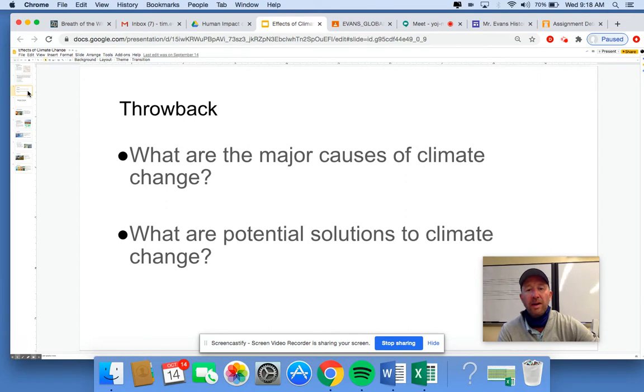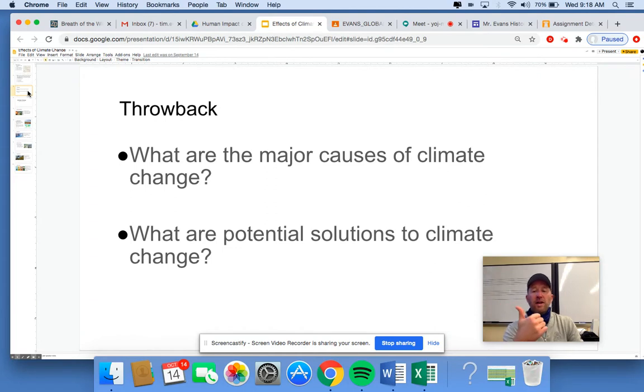Solutions are clear. We need to reduce the amount of fossil fuels we use. We need to reduce the amount of stuff we buy. There are fossil fuels in things that you might not even know about, like oil is used to make plastic. Oil is used to pave roads, all right? So it's not just filling up your cars or heating your house. There's lots of different ways in which fossil fuels are used.